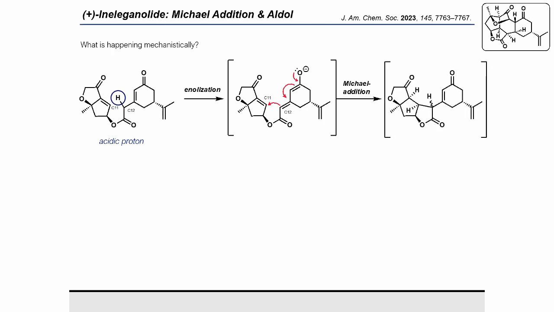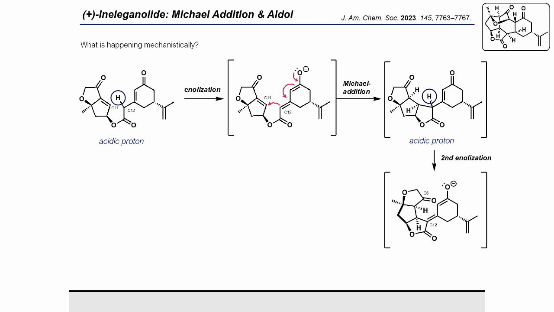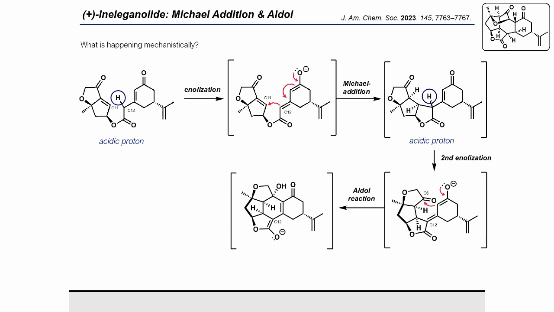The tetracyclic intermediate possesses another acidic proton at C12, which can be abstracted in a second enolization event. If we take a closer look, we see that the enolate is in close proximity with our neighboring ketone at C6. This undergoes an aldol reaction to forge the central six-membered ring. Upon isomerization of the double bond, we end up with the enolate at the C12 carbon.